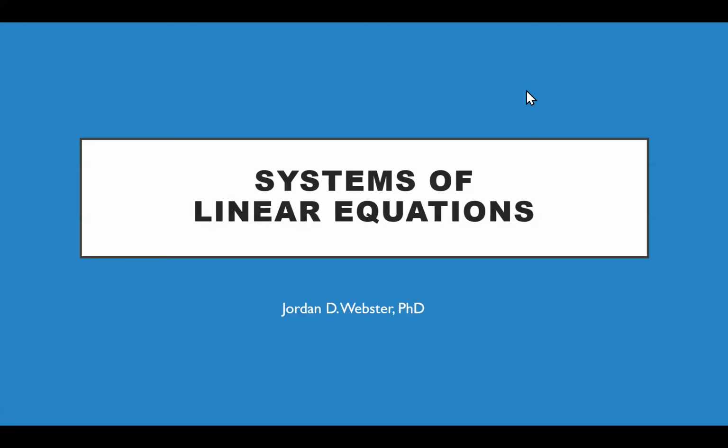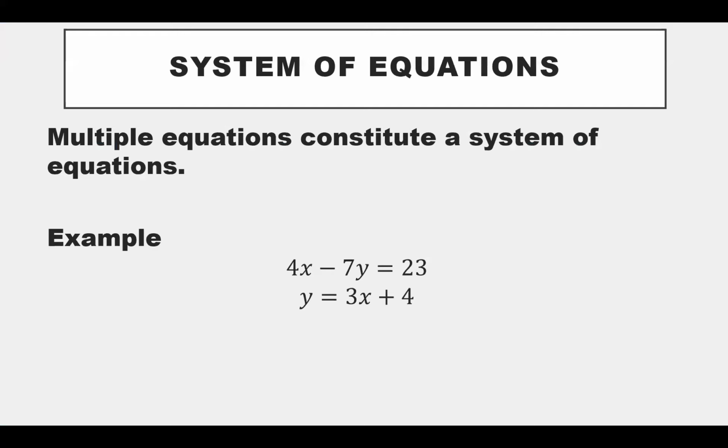In this video, we're going to look at systems of linear equations. So a system of equations just means we have multiple equations. For example, here we have two equations. One is 4x minus 7y equals 23, and the other is y equals 3x plus 4. Both of these equations happen to be linear equations in two variables, that is x and y.